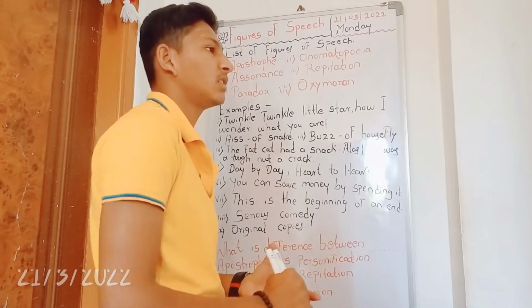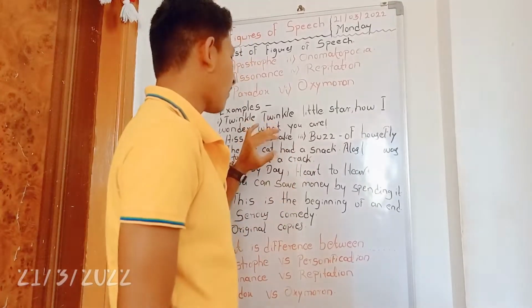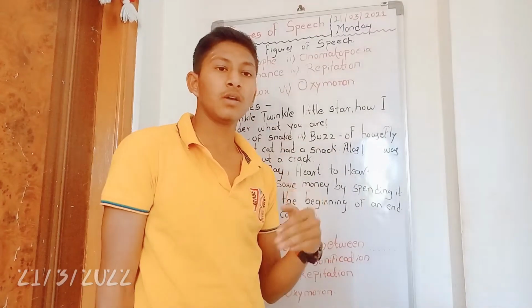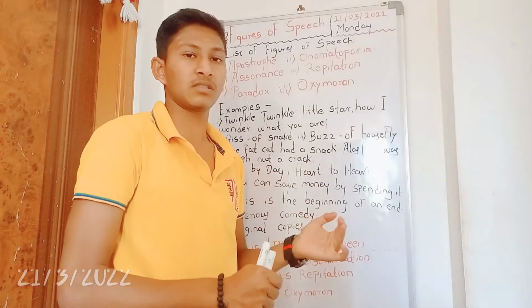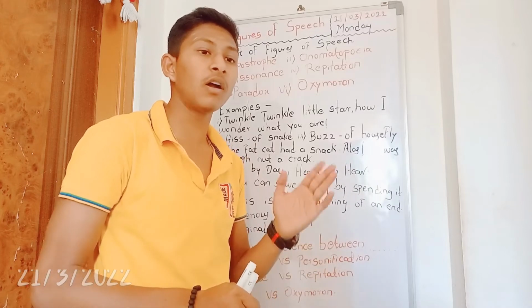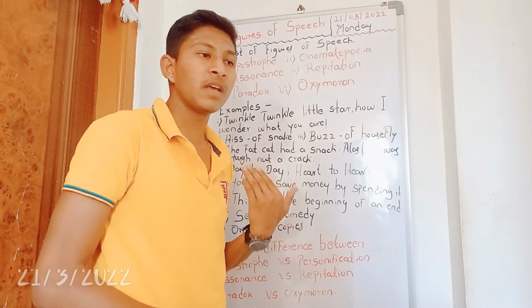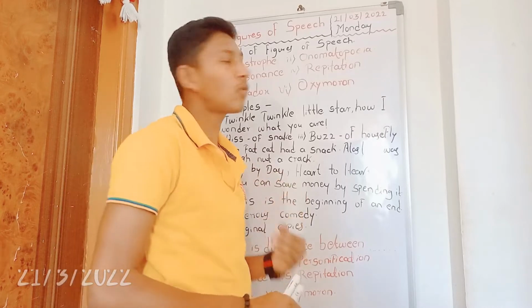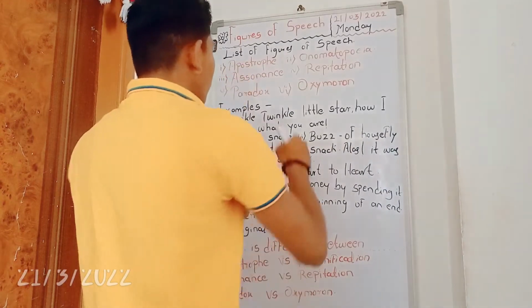Apostrophe is also one type of personification, but here we give verbal behavior to non-human things, not human sense. Giving verbal behavior to non-human things, that we call apostrophe. Okay, that is the difference between apostrophe and personification.